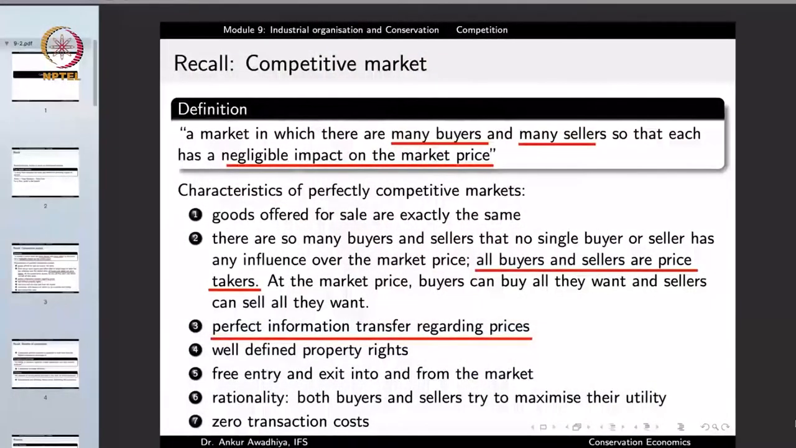Similarly, the sellers who find that their costs are less than the market prices, so they can earn a profit, will enter into the market. Those sellers whose cost of production is very high will exit from the market. So in the case of a competitive market, because we have a very large number of buyers and sellers, and we want to maintain that condition, there is also free entry and exit from the market. Then there is rationality: both buyers and sellers try to maximize their utility, and there are zero transaction costs.